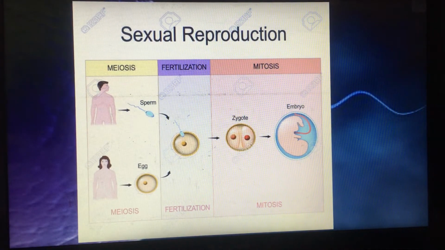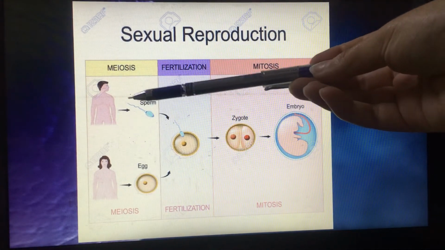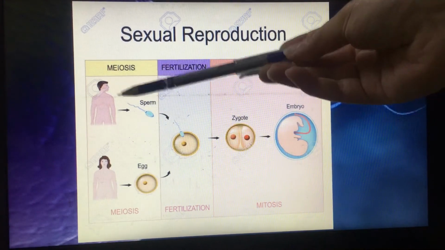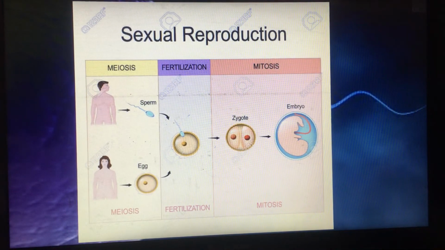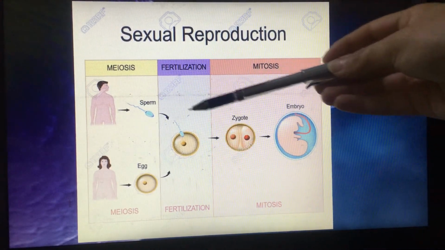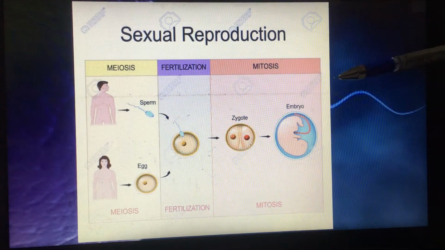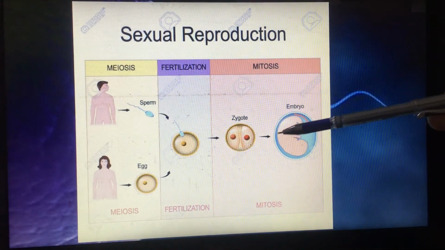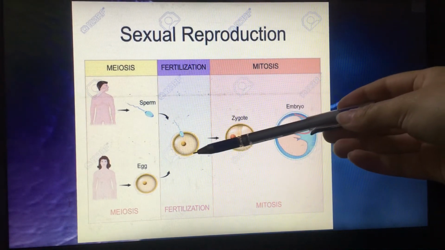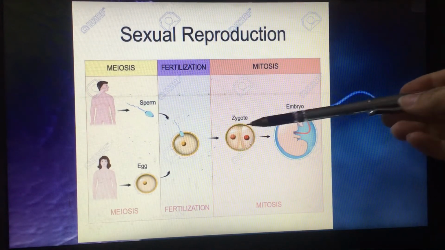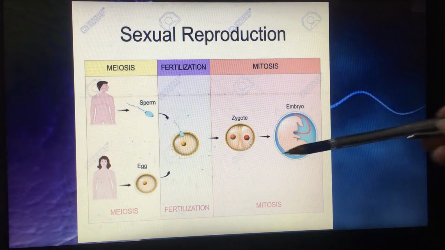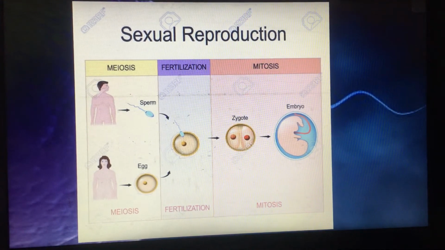So, again, in sexual reproduction, there are two parents, female and male. A special cell or gamete from the female joins with a gamete from the male to make a new and different cell. This cell is called a zygote, and when it grows up, it will produce an embryo.